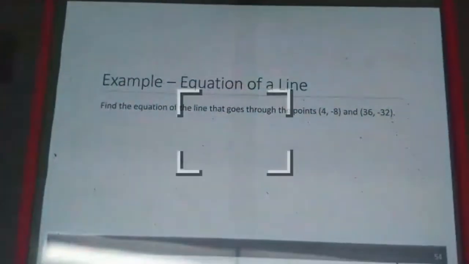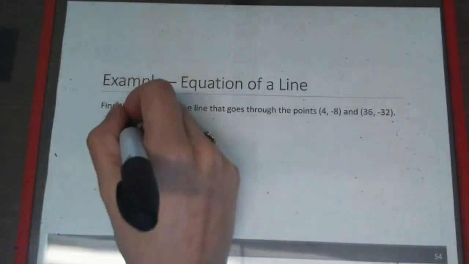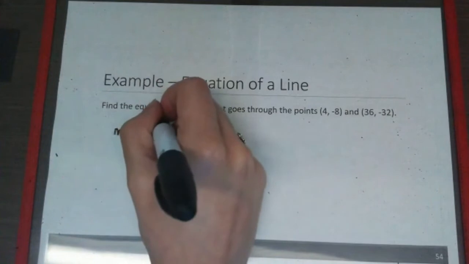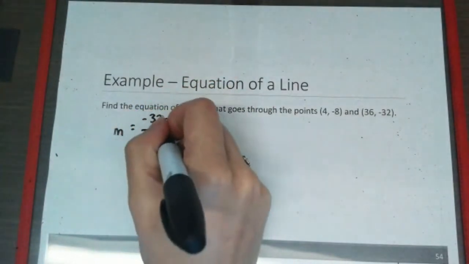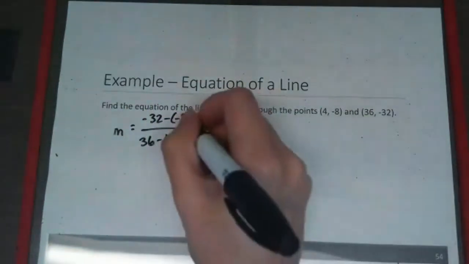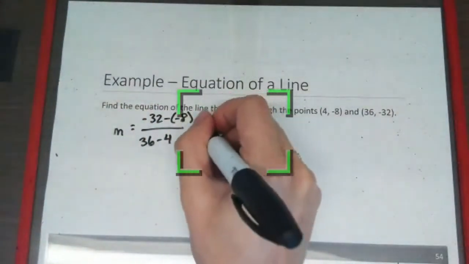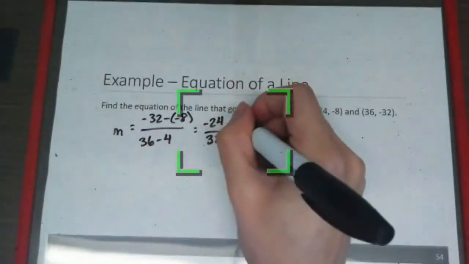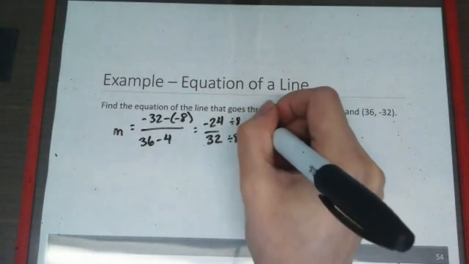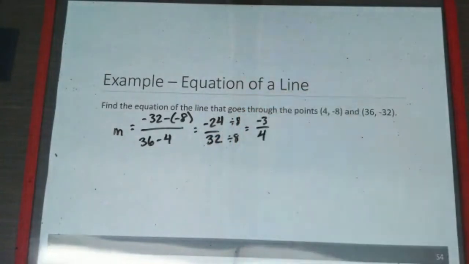But they're not all horizontal and vertical lines. We do have other slopes too. So this time we're going to find the equation of the line that goes through the points (4, -8) and (36, -2). Starting with my slope, I'll have -2 minus -8 over 36 minus 4. That simplifies to 6 over 32. And to simplify that fraction, I'm going to divide my numerator and denominator by 8, giving me 3/4.